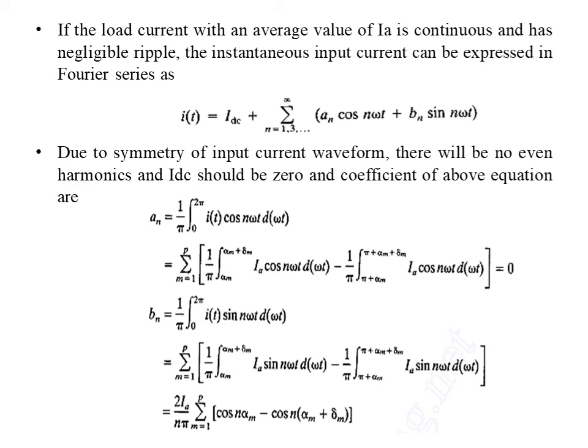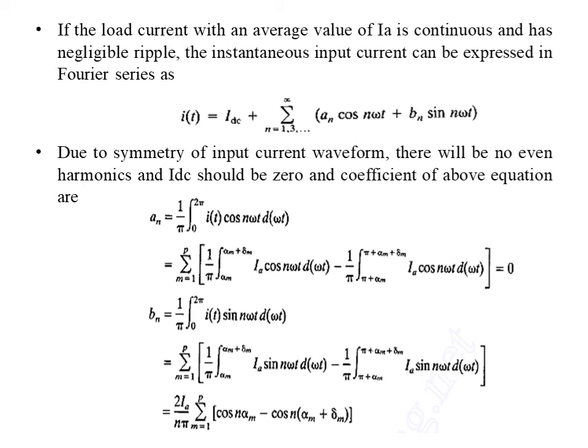And the coefficient bn is given by 1/pi integration 0 to 2 pi i(t) sin n omega t d omega t, which will be equal to summation m = 1 to p of 1/pi integration alpha m to alpha m plus delta m Ia sin n omega t d omega t minus 1/pi integration pi plus alpha m to pi plus alpha m plus delta m Ia sin n omega t d omega t, which will be equal to 2 Ia divided by n pi multiplied by summation m = 1 to p of cos n alpha m minus cos n alpha m plus delta m.